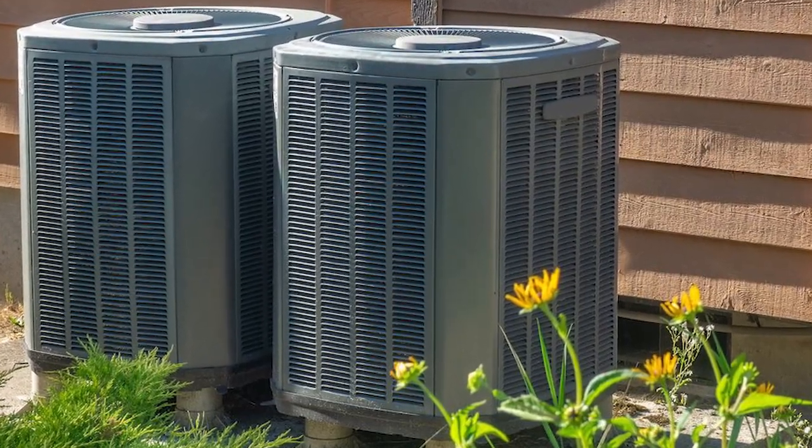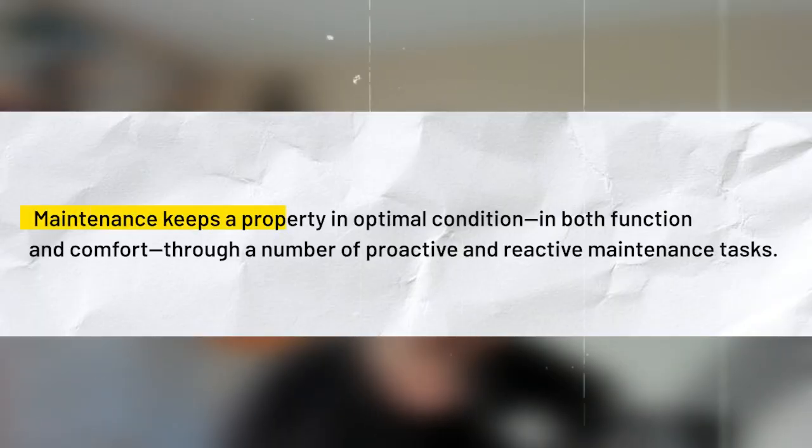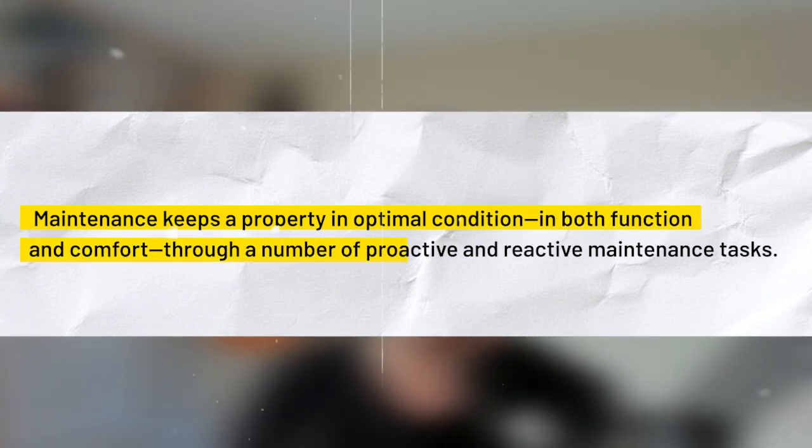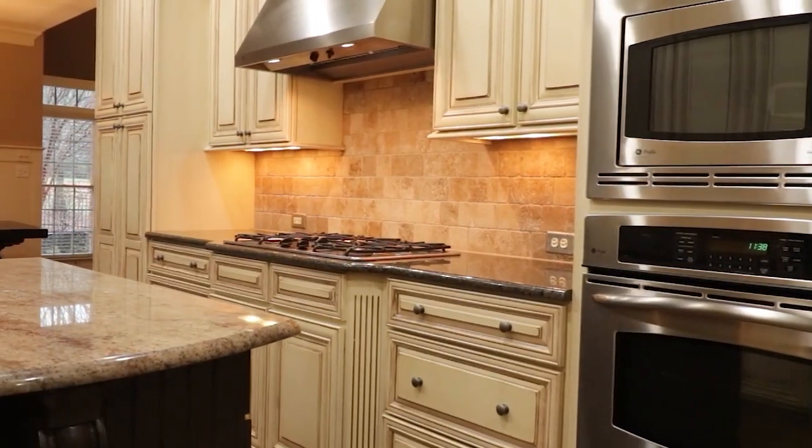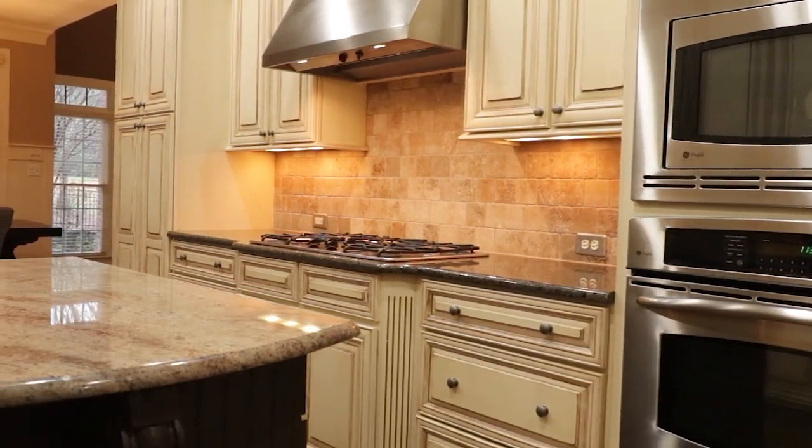These are usually bigger ticket items. And when we're looking at maintenance, the definition of maintenance is that it keeps the property in optimal condition in both function and comfort through a number of proactive and reactive maintenance tasks. Now, this can be as much as the lawn getting mowed and making sure that the outside of the house is properly cleaned. It can also include you having to fix a leaky dishwasher or fix anything else that's a little bit more of a minor problem.